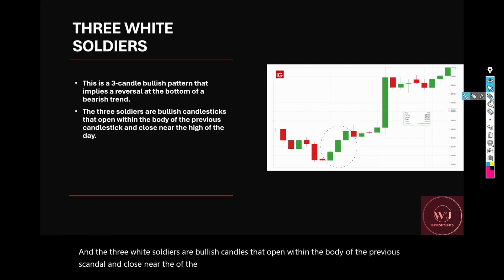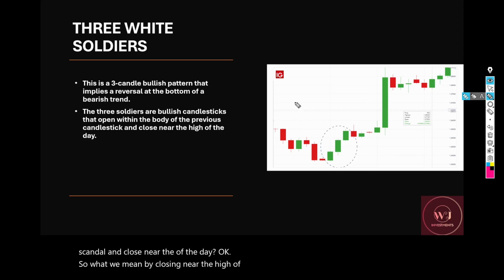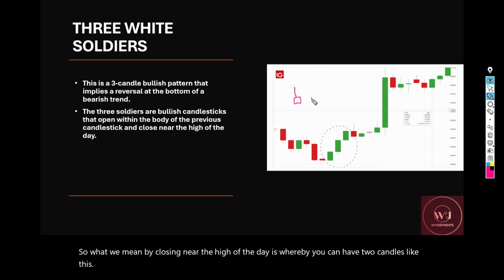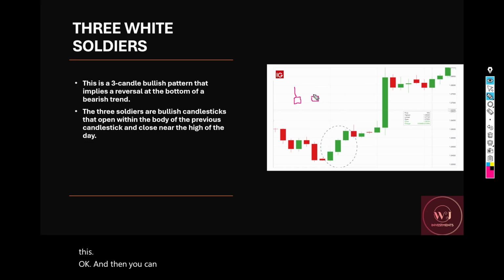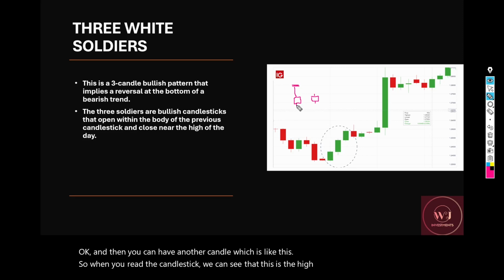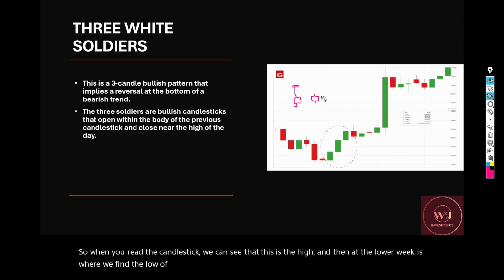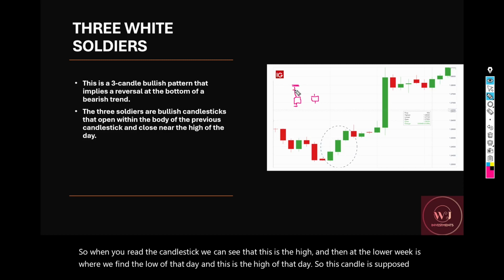Okay. So what we mean by closing near the high of the day is whereby you can have two candles like this. And then you can have another candle which is like this. So when you read the candlestick, we can see that this is the high, and then at the lower wick is where we find the low of the day, and this is the high of the day. So this candle is supposed to at least close near the high of the day.